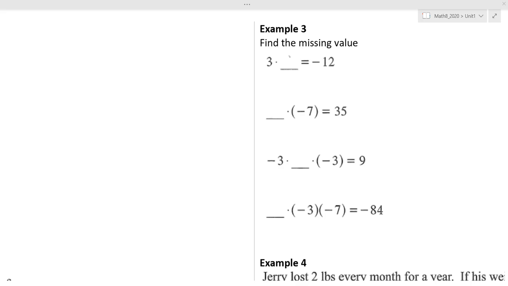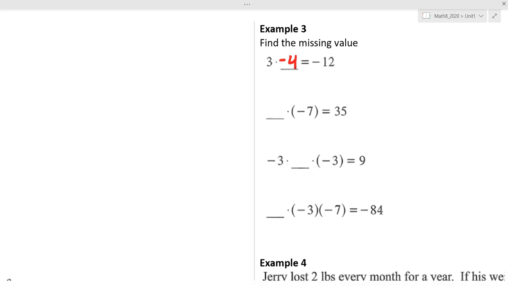Okay, help me out. First question here, is the blank a positive or negative? Negative, because a positive times a negative is a negative. 3 times what number? Sean, I want to ask Sean. Yes, thank you, Sean. 3 times 4? 12, right? That's it. Okay, next one.